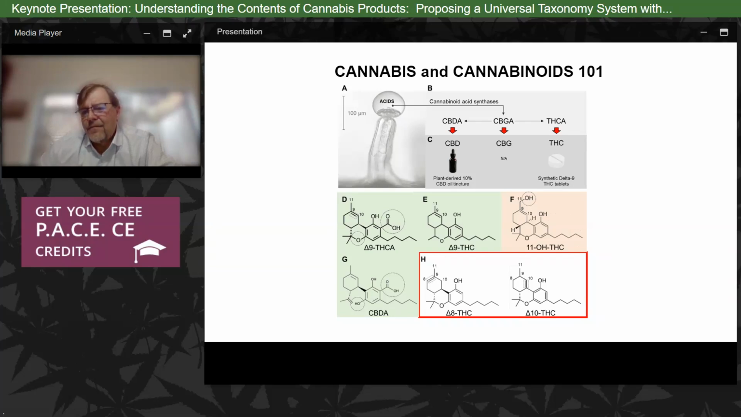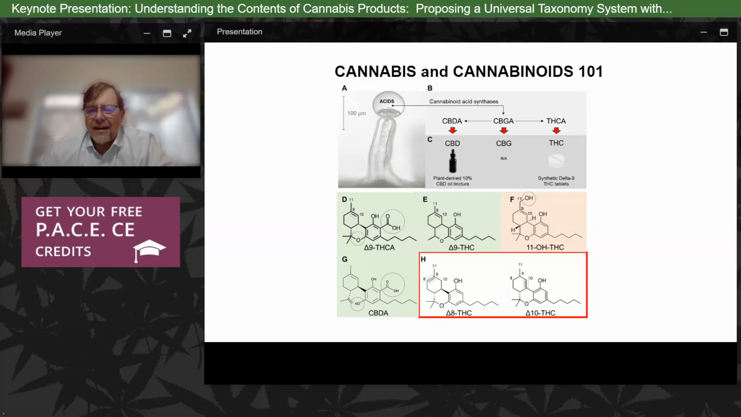There's only a 10% CBD formulation that is an accepted pharmaceutical by FDA, and synthetic delta-9 THC tablets. And delta-9 becomes important here. So the plant synthesizes delta-9 THCA. It has this carboxyl group attached, an OH group right here. And once it gets decarboxylated, it becomes delta-9 THC, a neutral version of that cannabinoid. CBDA, once it gets decarboxylated, shown here, will become CBD.